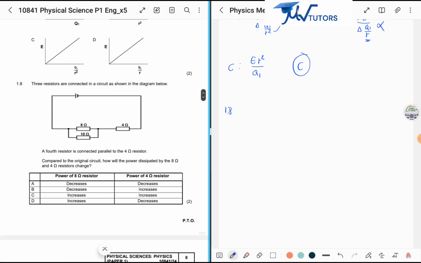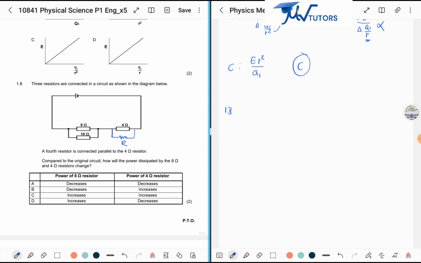1.8. Three resistors are connected in a circuit as shown in the diagram below. I actually made a video using a PhET simulation, okay? So the answer is there if you want it explained in detail using a simulation, which works quite well with electric circuits if you don't understand it that well. But anyway, three resistors are connected in a circuit as shown below. So we have two that are in parallel and we have one there. Now it says a fourth resistor is connected parallel to the 4 ohm resistor. So we have there another one. We don't know the value of it, doesn't matter.